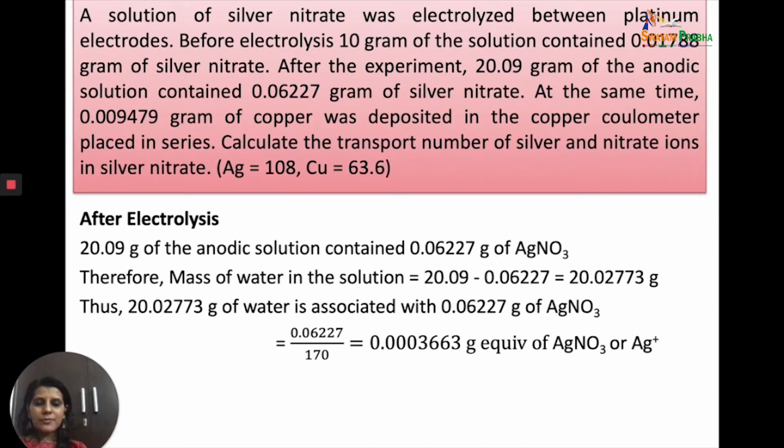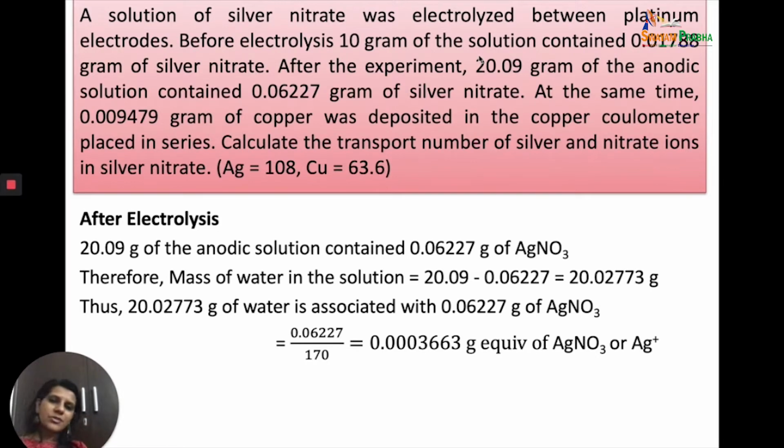And once we have determined the concentration before and after electrolysis with respect to mass of the solvent, then we find out the value of loss in concentration at the electrodes and divide it by the number of moles of silver or copper deposited in the silver or copper coulometer to get the values of transport number. So let's take a look at it.